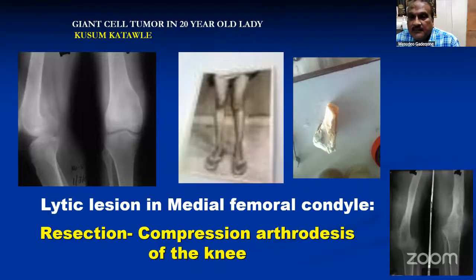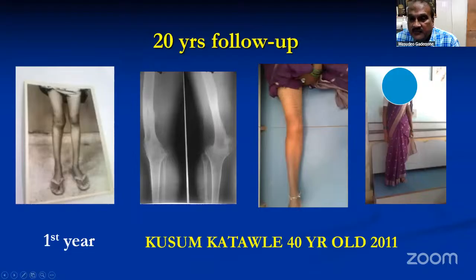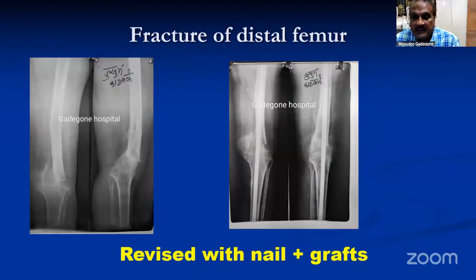And then another example, a giant cell tumor, 20-year-old lady, and this was the tumor, lytic lesion in the medial femoral condyle, resection, compression, arthrodesis of the knee, 20 years follow-up. And then when she was 40 years old, she suffered a fracture at the junctional zone of the distal femur. So I did a closed interlock nailing here, revised with nail and graft by creating a tunnel into the narrow femoral canal.